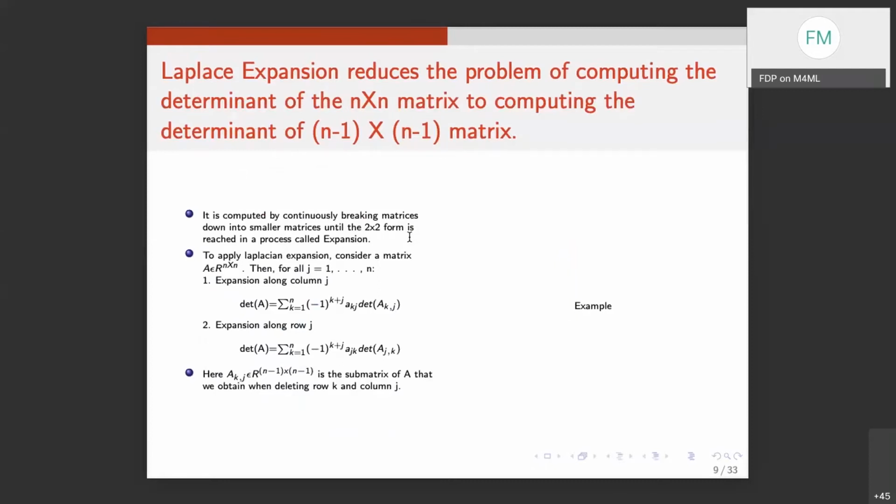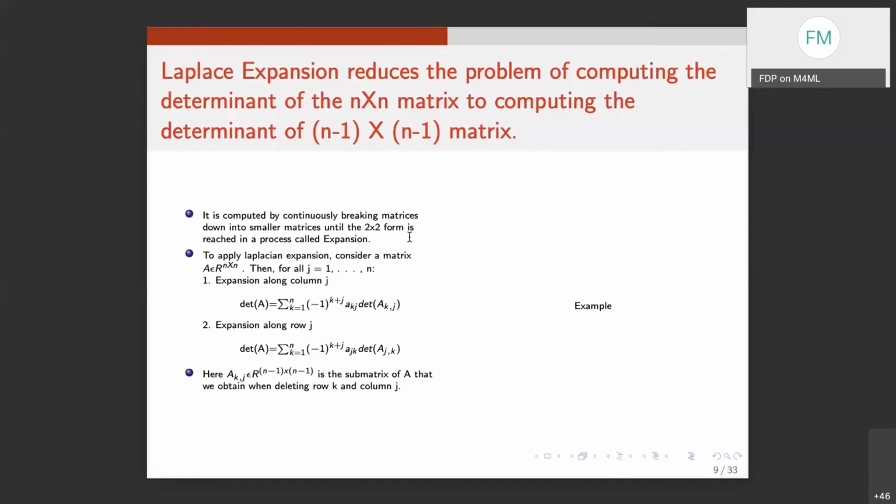Now, since you know these things, we will be using the Laplace expansion, which reduces the problem of computing the determinant of an n cross n matrix to computing the determinant of an n minus 1 cross n minus 1 matrix. Basically, it is computed by continuously breaking matrices down into smaller matrices until the 2 cross 2 form is reached. So suppose I have n cross n matrices. Now in a Laplace expansion, we try to break these matrices until it reaches 2 cross 2.